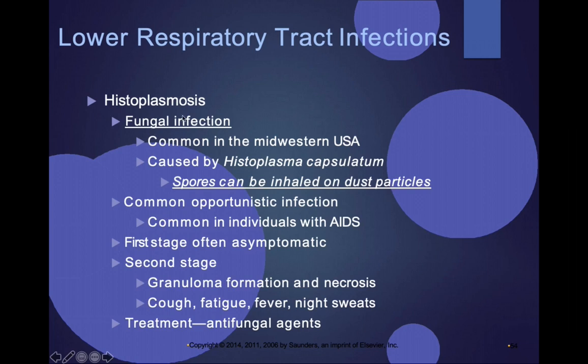Histoplasmosis, this is a fungal infection. It's common in the Midwestern US. It's caused by Histoplasma capsulatum, and this is spread through spores that can be inhaled in dust particles. It is an opportunistic infection, commonly hitting people with acquired immune deficiency syndrome. The initial stage is usually asymptomatic, and then in the second stage, the granulomas form and necrosis, and then they get the cough, the fatigue, the fever, and the night sweats. The treatment for it is going to be antifungal agents.